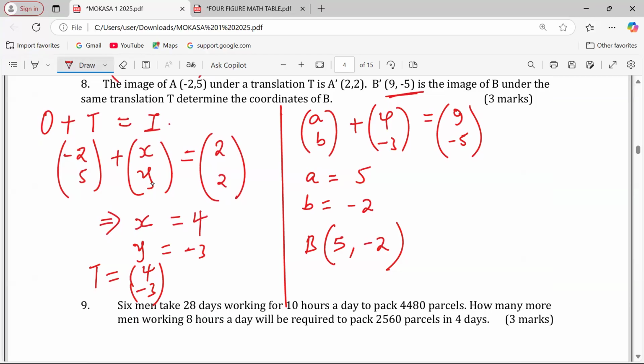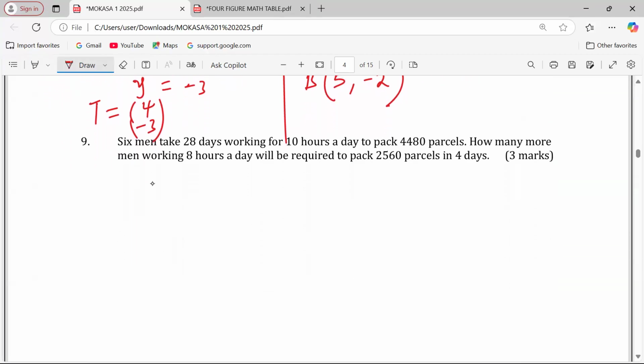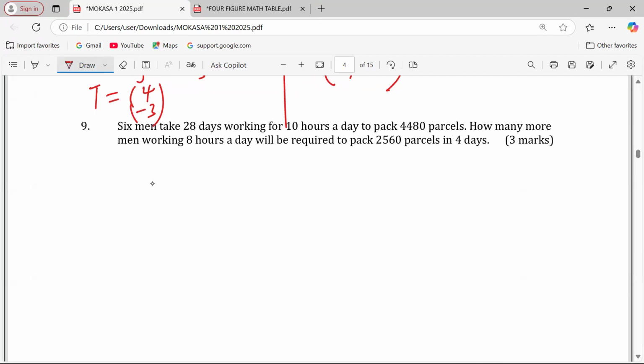But now we should talk about number 9, a very serious question on rates of work and compound proportions. The question says that 6 men take 28 days working for 10 hours a day to pack 4480 parcels. How many more men working 8 hours a day will be required to pack 2560 parcels in 4 days?